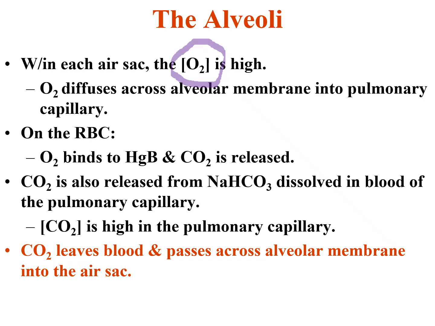Now here, the carbon dioxide concentration is high in the pulmonary capillary, and the carbon dioxide concentration is low in the alveoli, the air sac. What happens? Well, then carbon dioxide leaves the blood and passes across the alveolar membrane into the alveolar air sac.